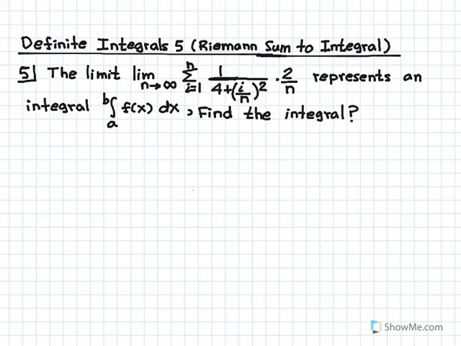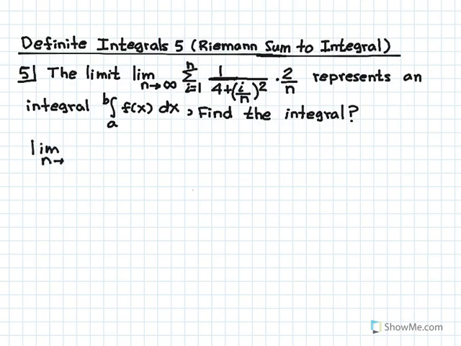In this video, we're going to look at transforming a Riemann sum to a definite integral. The limit as n goes to infinity of the summation i goes from 1 to n of 1 over (4 plus (i over n) squared) times 2 over n represents an integral, the integral from a to b of f of x dx. Let's find this integral. We start by looking at the definition of the Riemann sum.